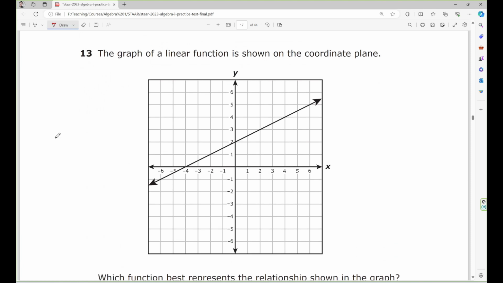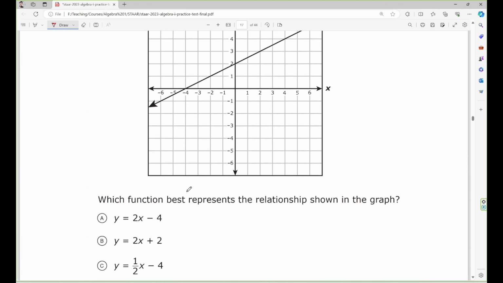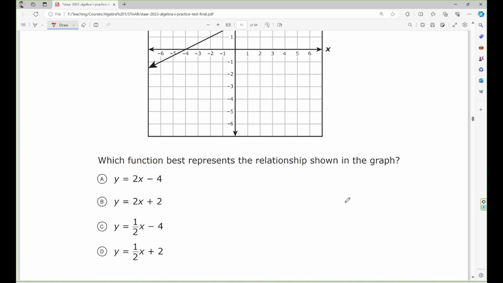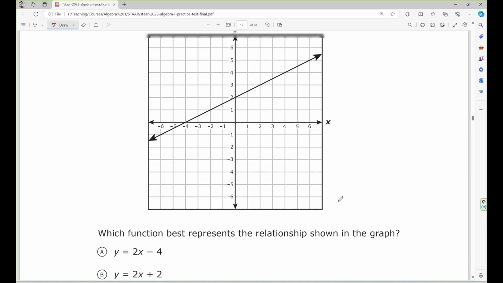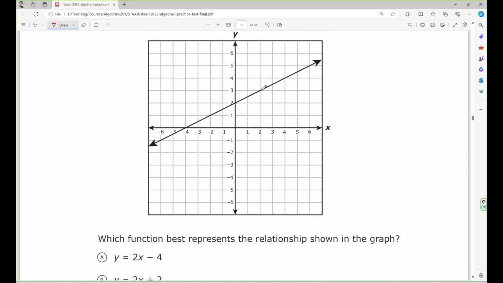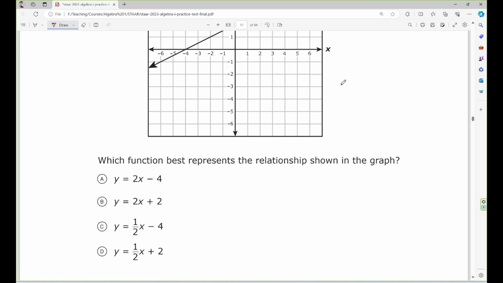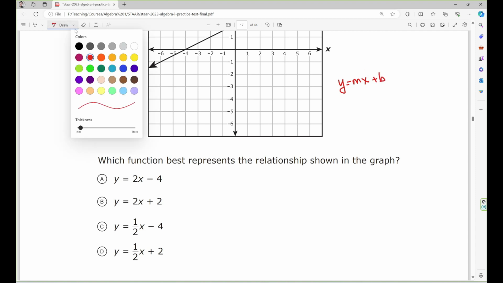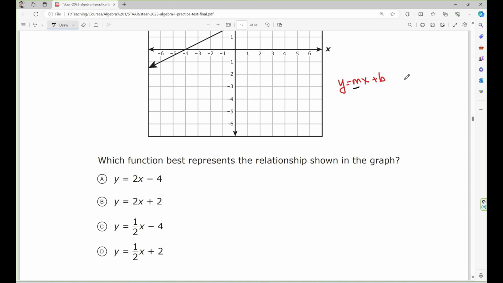Alright, number 13. The graph of a linear function is shown on the coordinate plane. Which function best represents the relationship shown in the graph? Alright, you have many different ways to solve this one. The best way is to solve from the graph. So you have the slope-intercept form, y equals mx plus b. Now you need to find m and b.